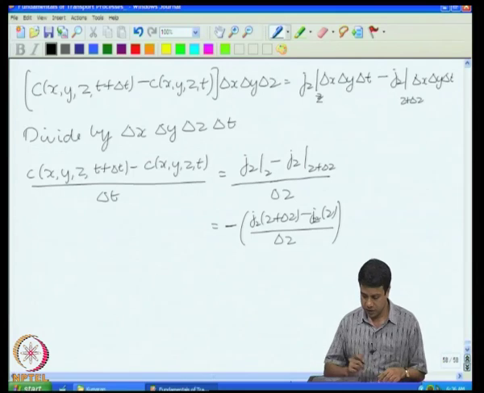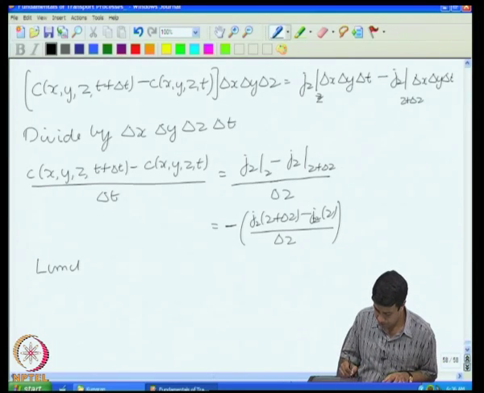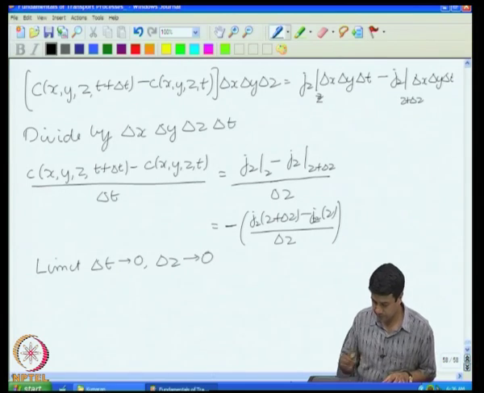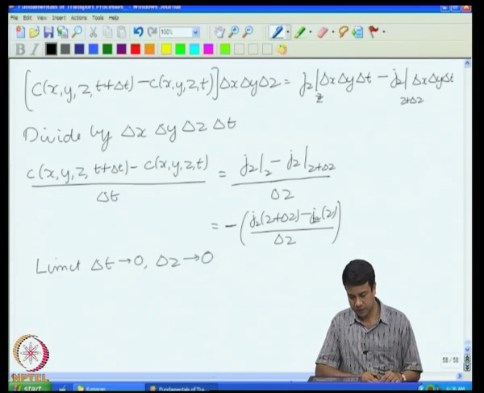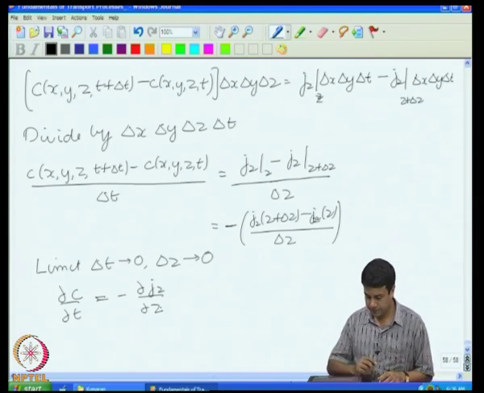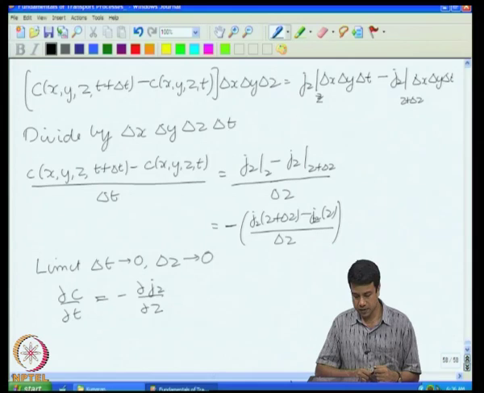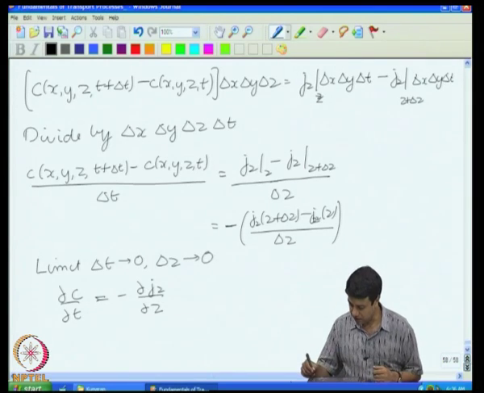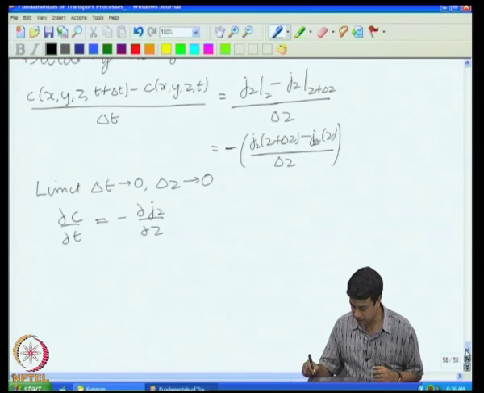Take the limit delta t going to 0, delta z going to 0. This becomes partial c by partial t is equal to minus d J z by d z. So, this is the mass conservation equation in terms of the mass flux. Now, to close the equation, we have to write the mass flux in terms of the concentration. And the mass flux in terms of the concentration is quite easy.